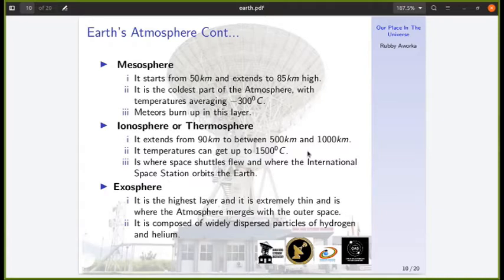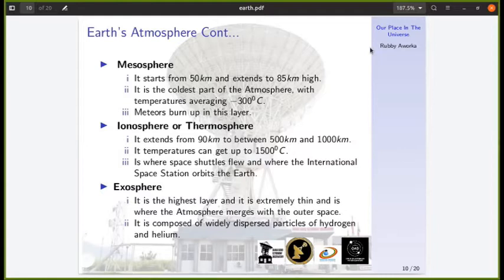And it extends from 90 kilometers to between 500 kilometers and 1,000 kilometers. Its temperatures can get up to 1,500 degrees Celsius, very hot. And within this layer is where space shuttles fly, like the International Space Station, which orbits the Earth, is found in this layer. Lastly is the exosphere.